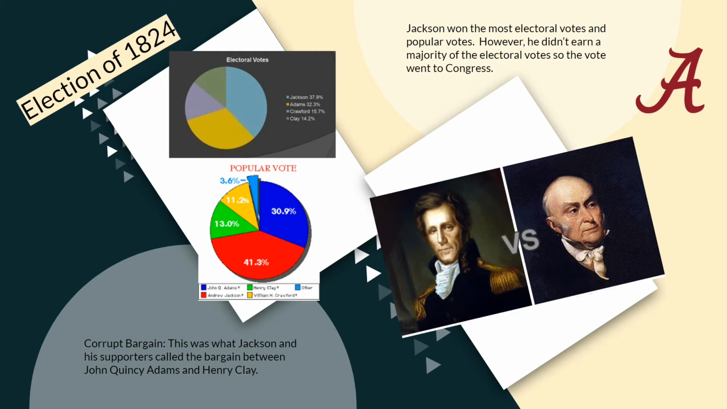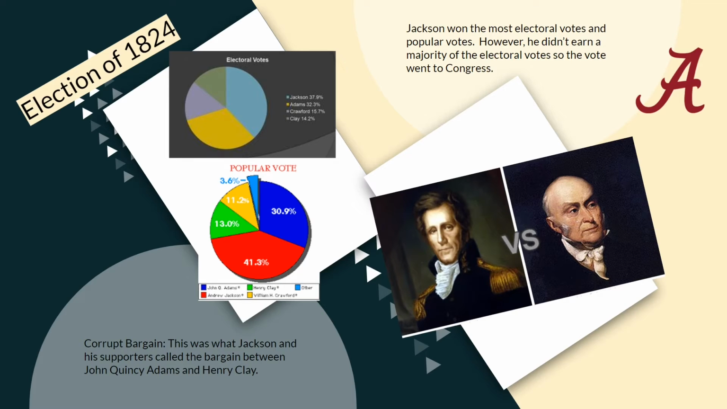In the corrupt bargain, Henry Clay, another presidential candidate, agreed to have his supporters vote for Adams in the congressional vote in return for the position of Secretary of State. This is a wanted position because many people who were in this position became president later. The corrupt bargain really ticked Jackson off because he believed it to be corrupted.